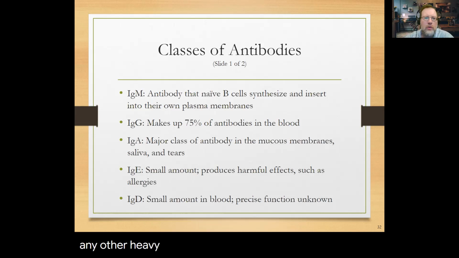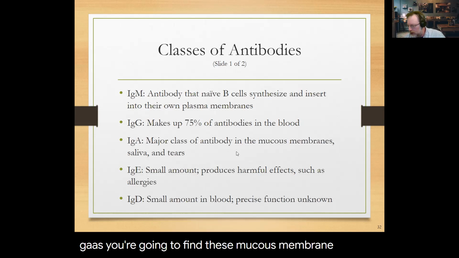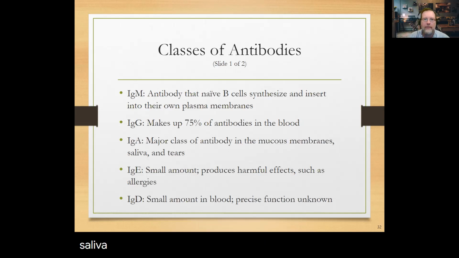Two heavy, two light polypeptide chains. High numbers, IgAs. You're going to find these in mucous membranes, tears, saliva. IgAs, I don't think there was anything else I wanted to mention about those.